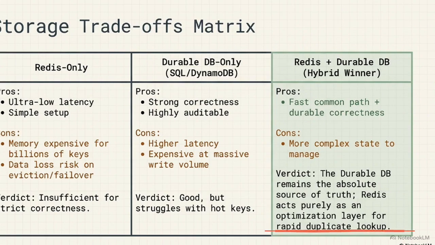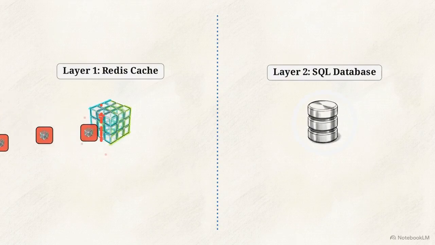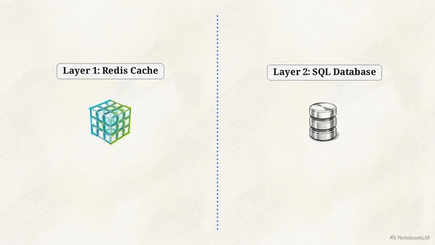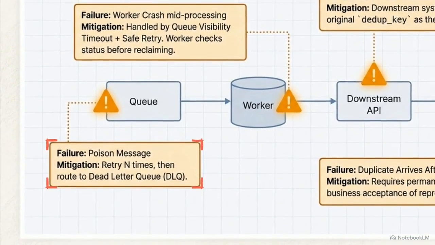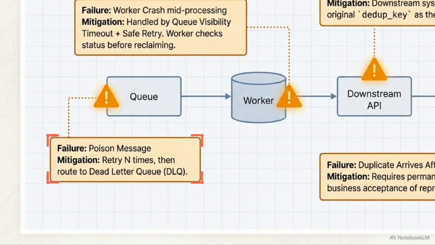Senior system design requires layering these specific defenses. You rely on fast, volatile memory to protect the application scale, and you isolate the slow, durable database to ensure absolute correctness. This failure map tracks how we mitigate downstream errors. If a worker crashes mid-processing, queue timeouts ensure the message reappears for a safe retry. Further down, poison messages that consistently crash workers are safely routed to a dead letter queue.